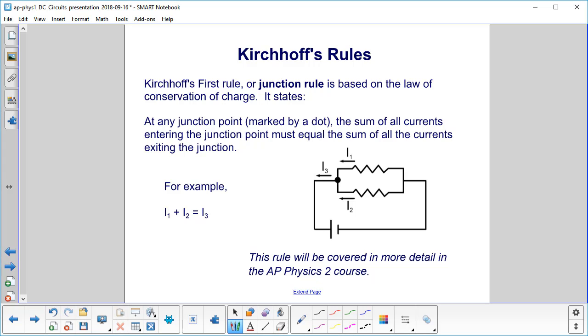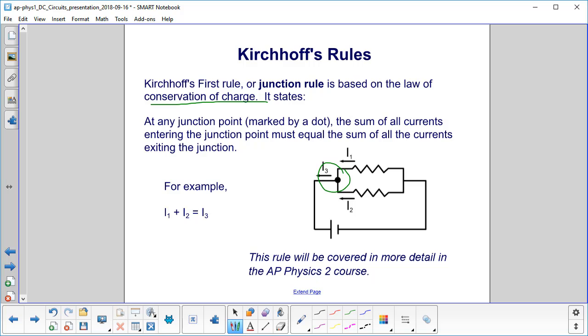They are based on the laws of conservation of charge and conservation of energy. Kirchhoff's first rule, or junction rule, is based on the law of conservation of charge. It states that at any junction point, and we mark that here with a dot, the sum of all currents entering the junction point must equal the sum of all the currents exiting the junction.